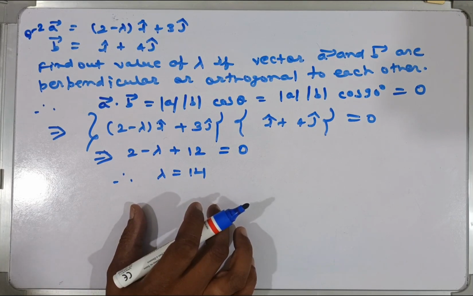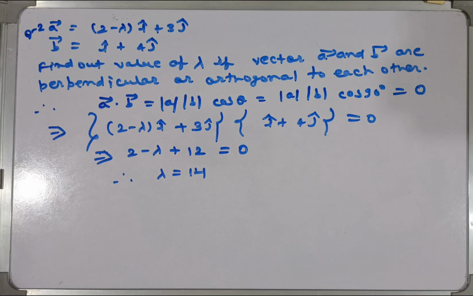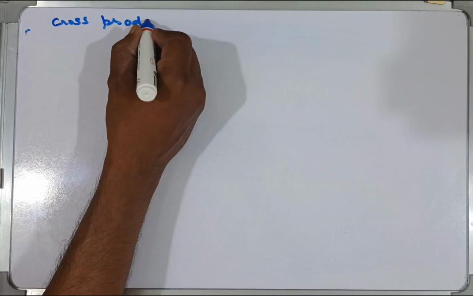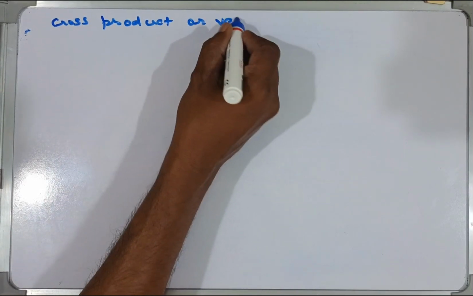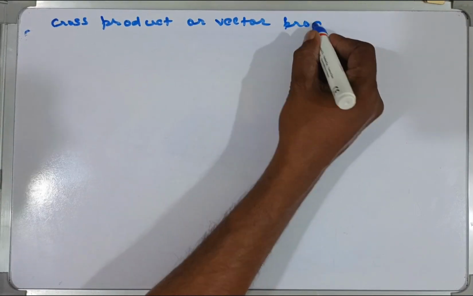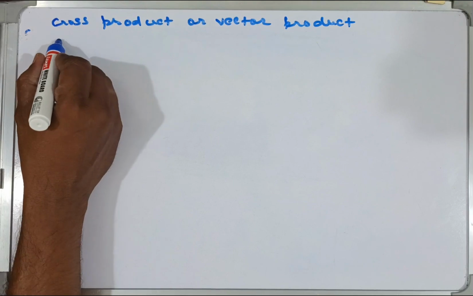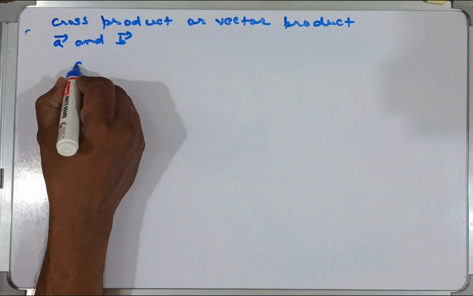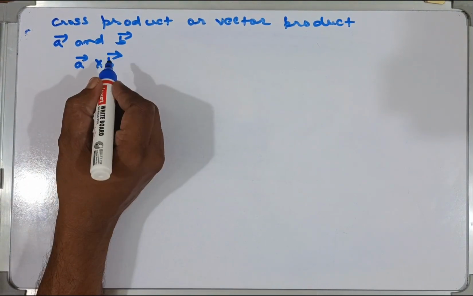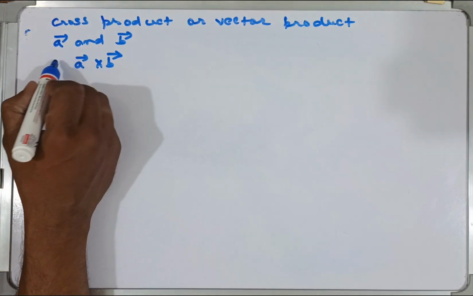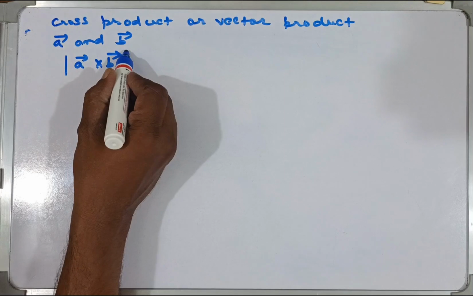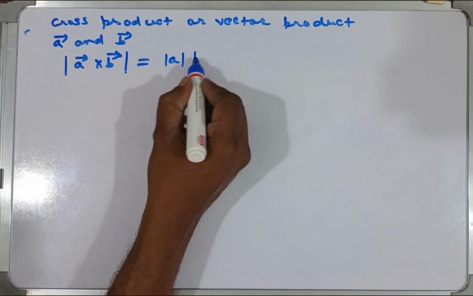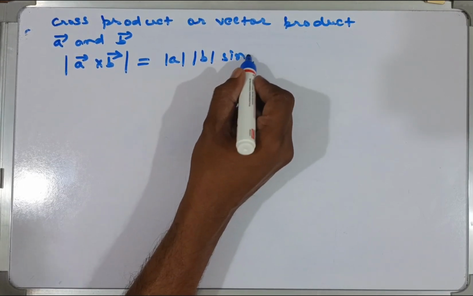Now it is time to see the cross product, or vector product. So if A and B are two vectors, then the magnitude of A cross B equals the magnitude of vector A, the magnitude of vector B, and sin theta.